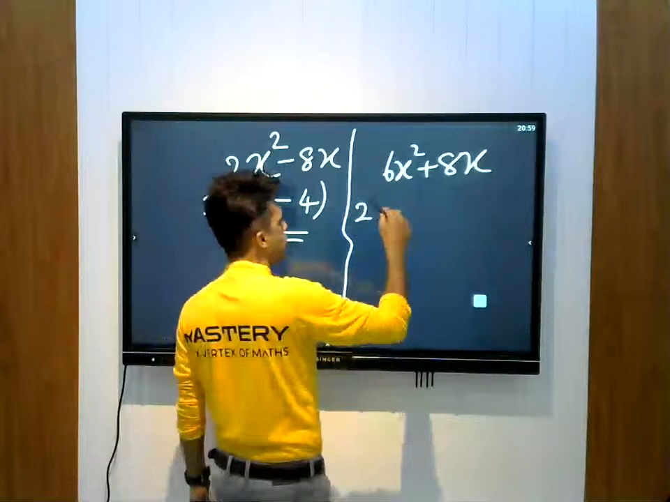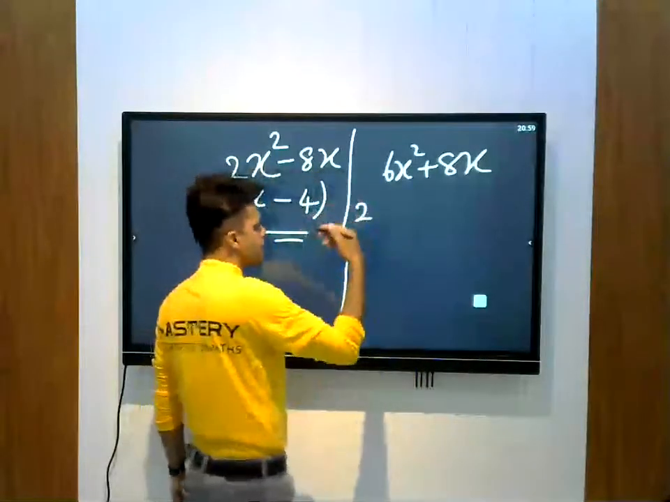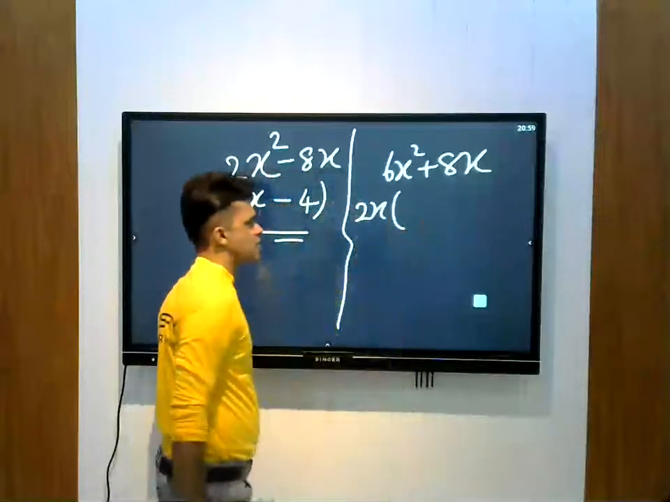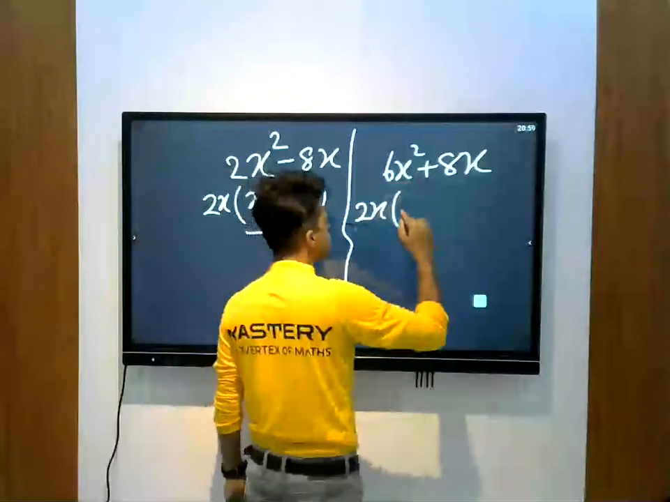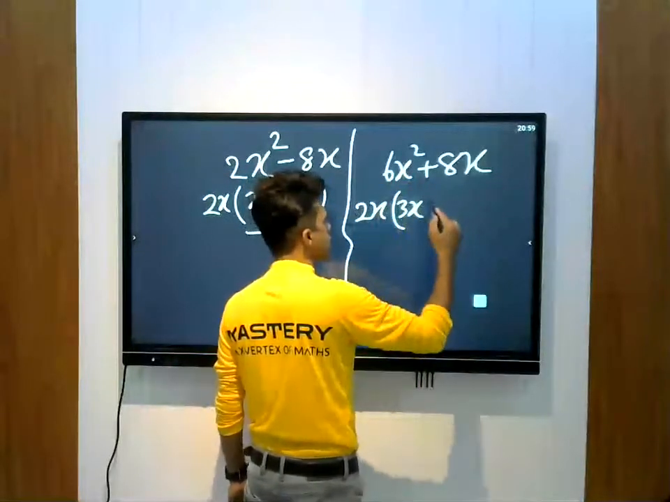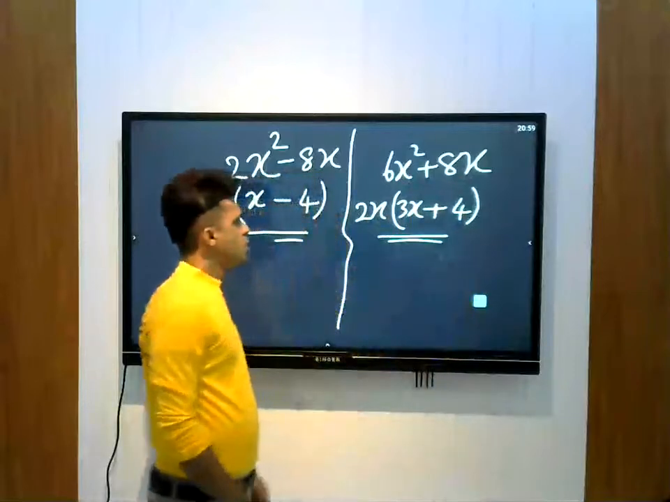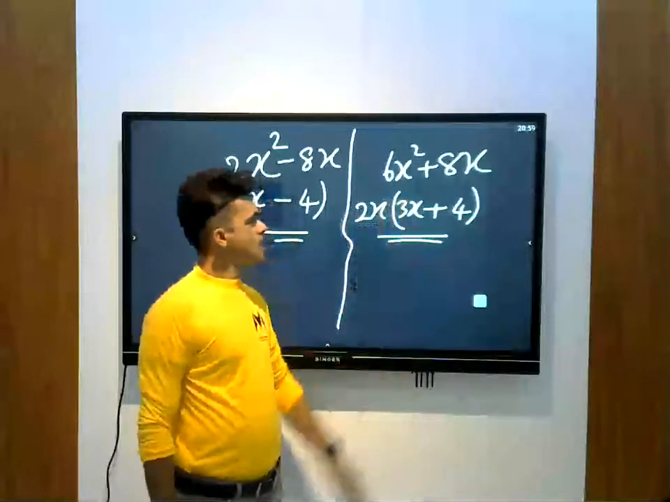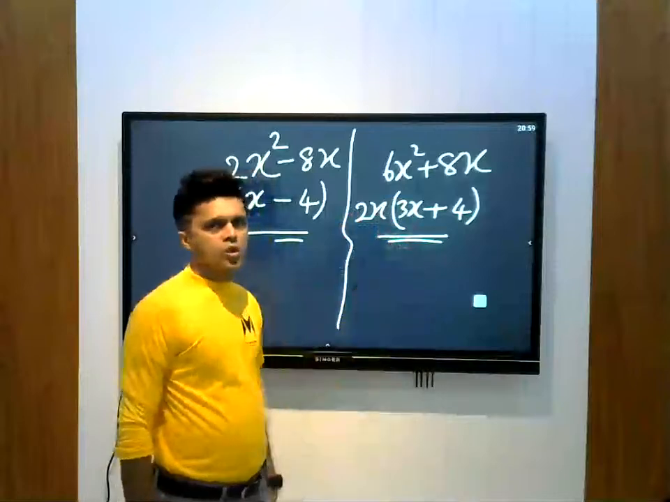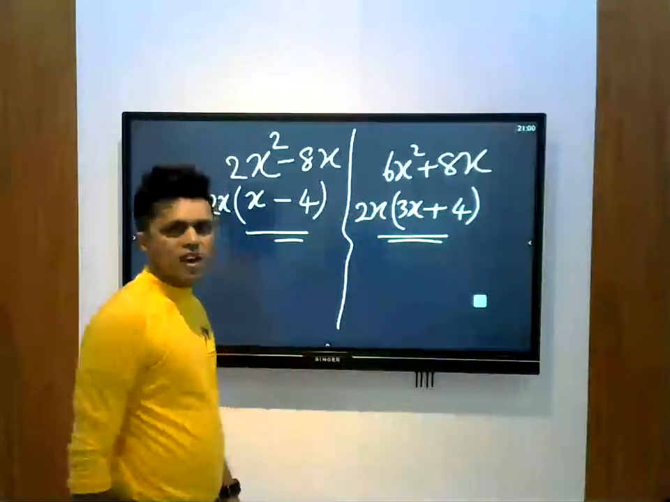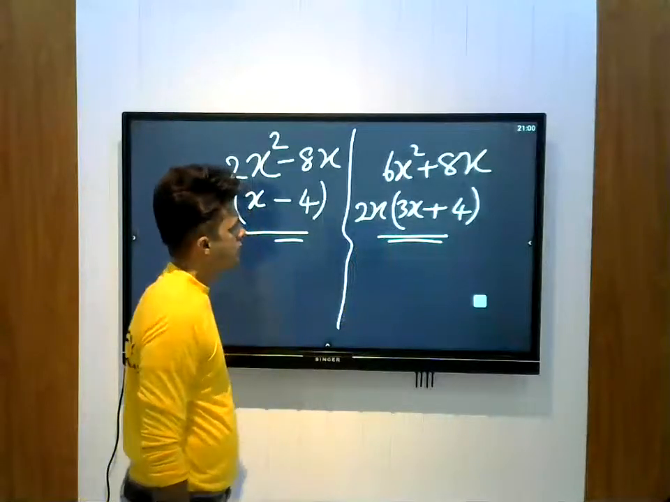Also, when it comes to x here, is it able to be taken as a factor? Then 2x can be taken as a factor of 6x squared plus 8x. When you take 2x, 6 over 2 is 3, so 3x, and plus, 8 over 2 is 4. So the answer is the factors of 6x squared plus 8x: 2x into 3x plus 4. Okay.